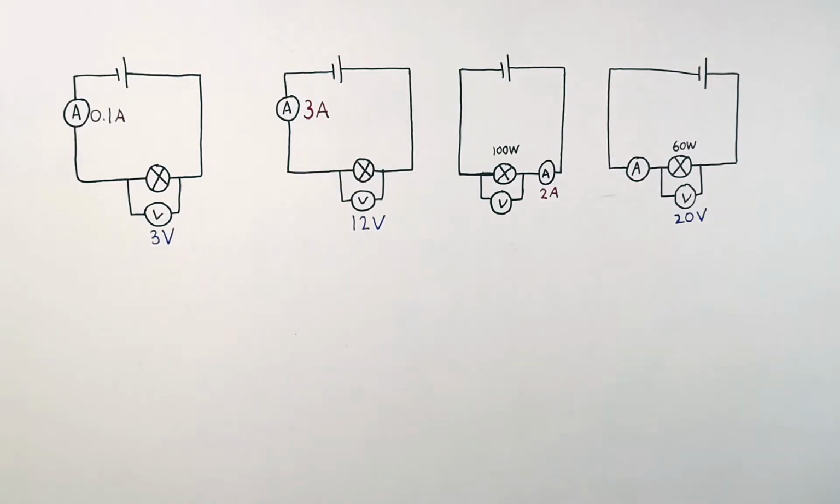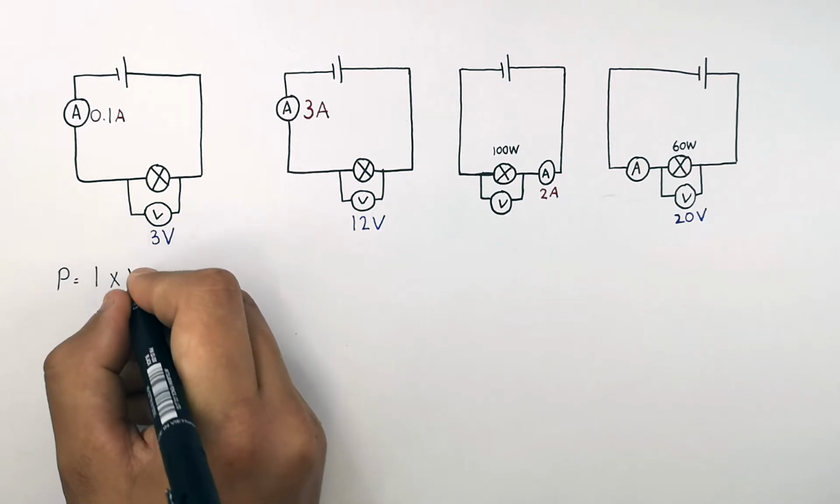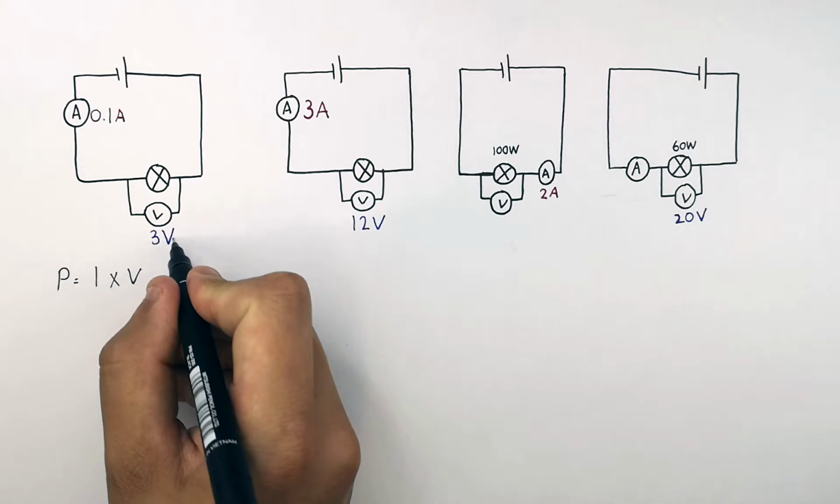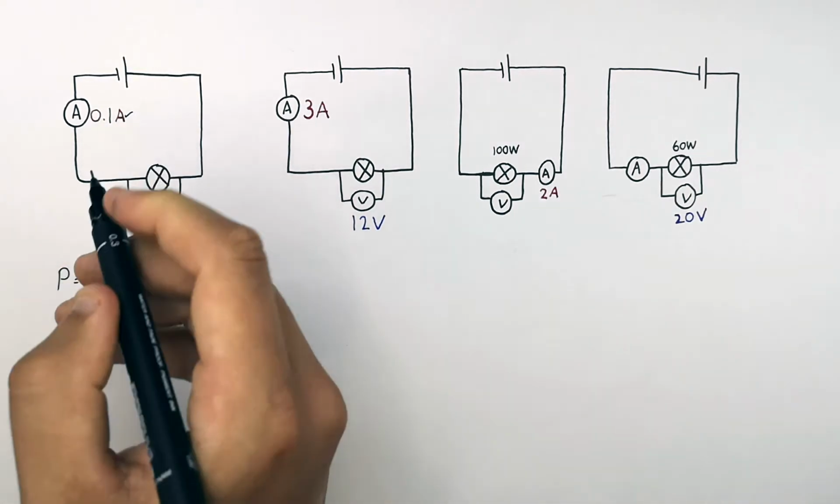You're trying to work out the power of the bulb. So recall the equation, P equals I times V. You've got 3 volts, which is the potential difference across the bulb, V, 0.1 amps, which is I, the current.